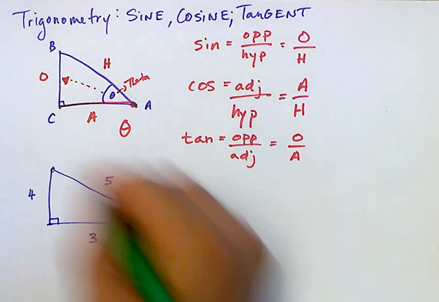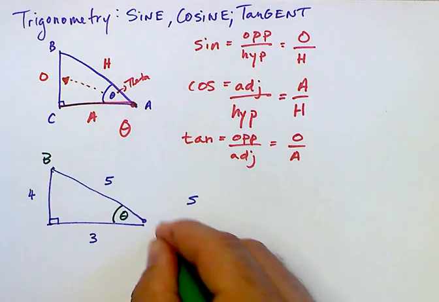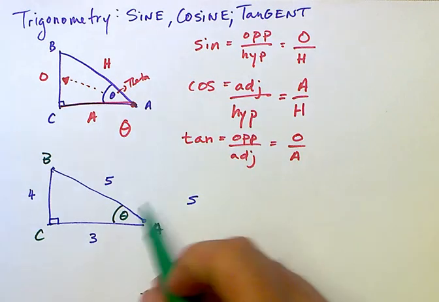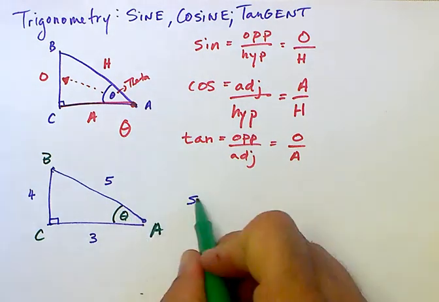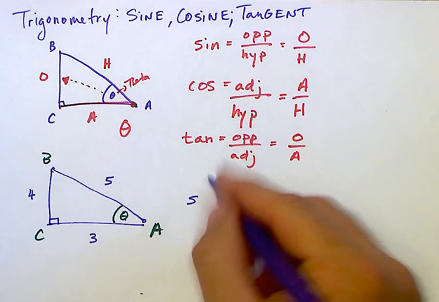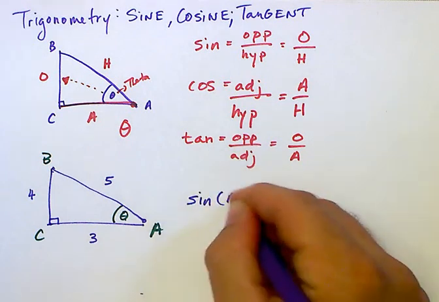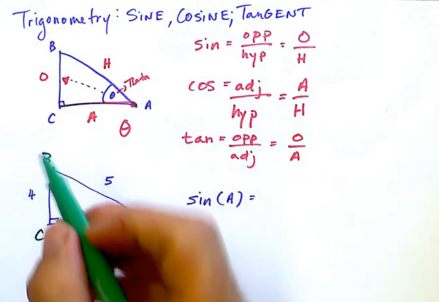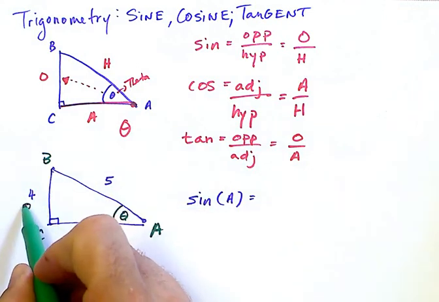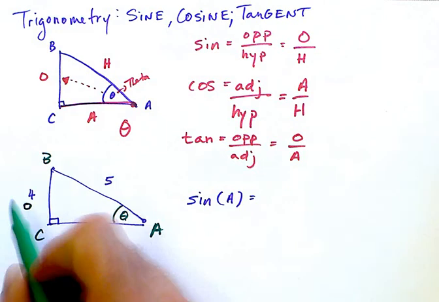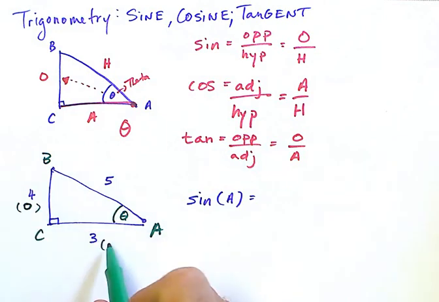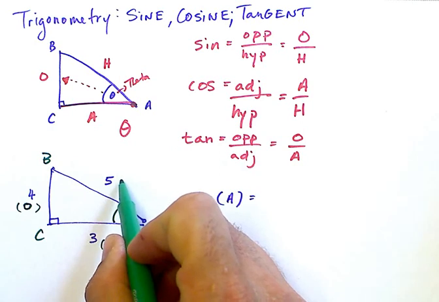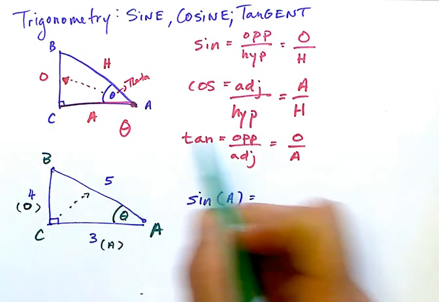We'll do same letters, A, B, C. Call this A, this is C. So let's say we're asking about this given angle here. Sine of A is equal to, now what's opposite to A? It would be the 4. What's adjacent to A? That would be the 3. And what's the hypotenuse of this triangle, the side opposite your right angle? This would be the 5.